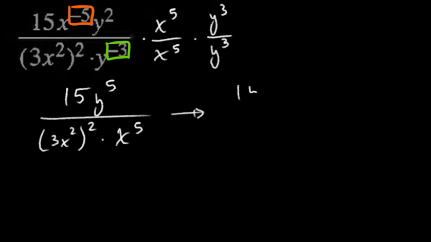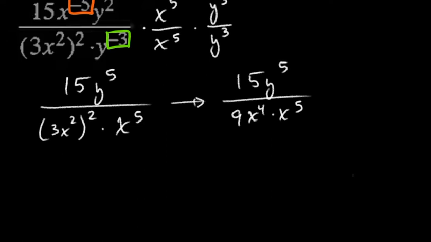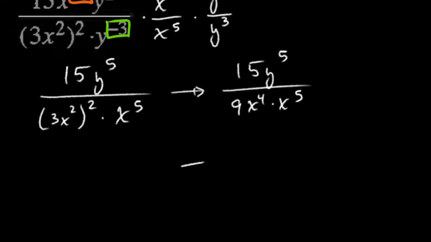So in my numerator, I've got 15y to the fifth. In the denominator, I have 9x to the fourth times x to the fifth power. And those can be combined. So we might say that we are now at 15y to the fifth over a 9x to the ninth.